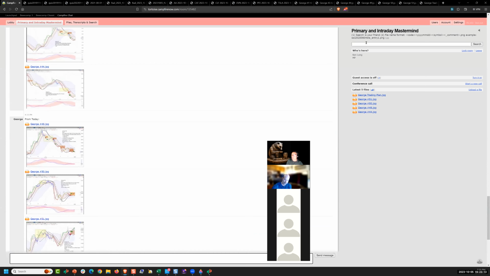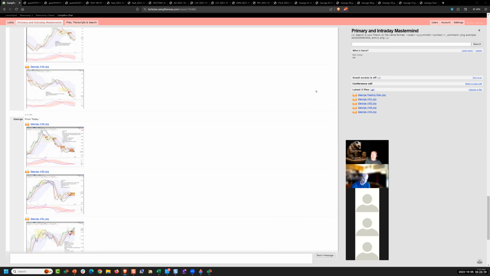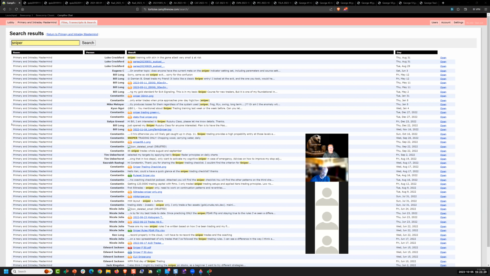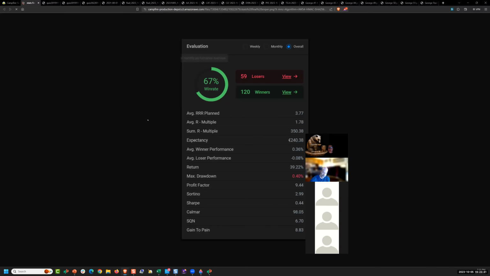So you come up into this thing, you hit quiz or 5DD or whatever, you're going to get all sorts of archives. If you wanted to see the evolution of the sniper, I don't know why you would, but you could. These are all the discussion points associated with the sniper. Here's one that Constantine did, a stats final on his sniper version.